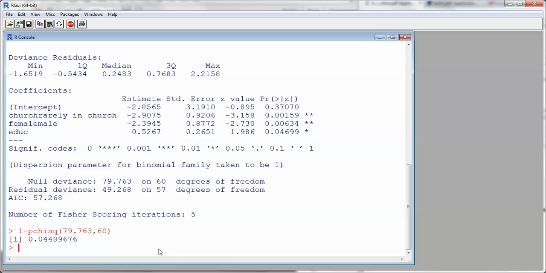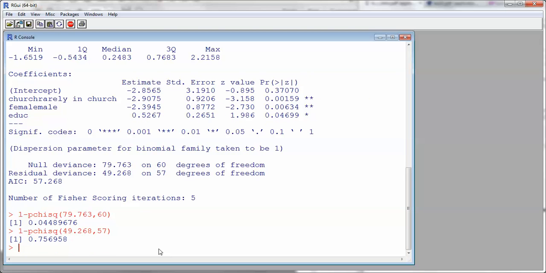indicating that the data do not plausibly emanate from a logistic regression model with a constant term only. If we look, on the other hand, at the chi-squared statistic associated with the residual deviance figure that's been reported to us, we see that this p-value is large, meaning it is plausible that the data emanate from a logistic regression model that includes not only a constant term, but also these three particular independent variables.